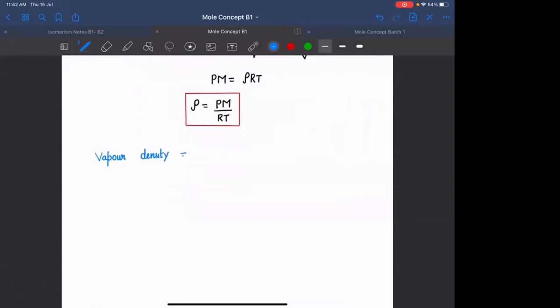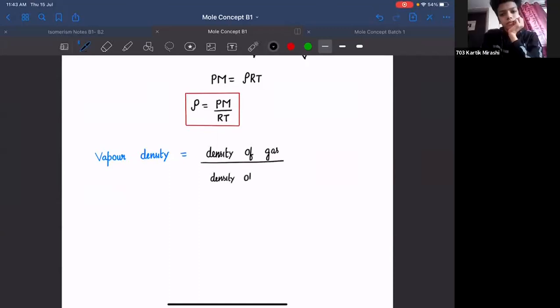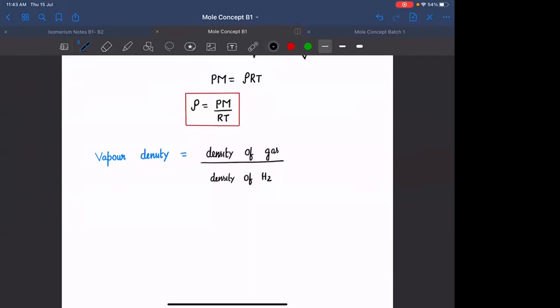Vapor density is defined as the ratio of the density of a given gas divided by the density of hydrogen. Density of gas upon density of H2. And we will take similar conditions for both. Matlab, the gas as well as the H2 are taken at the same temperature and pressure.